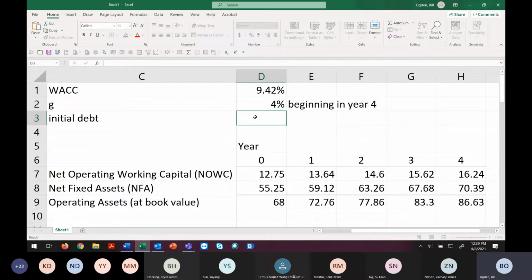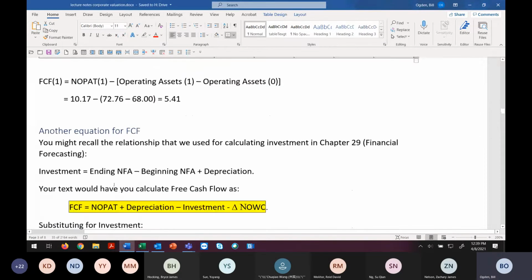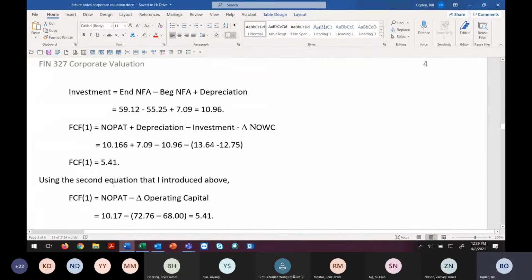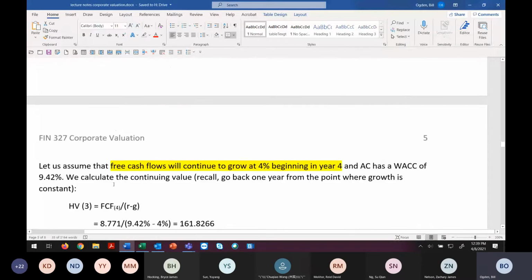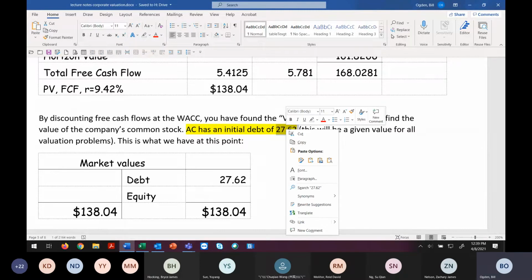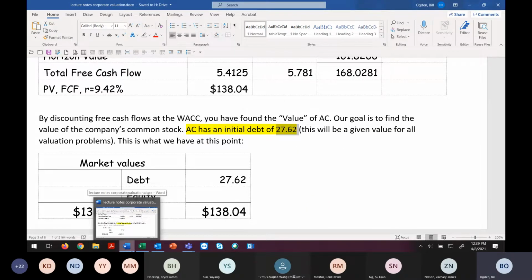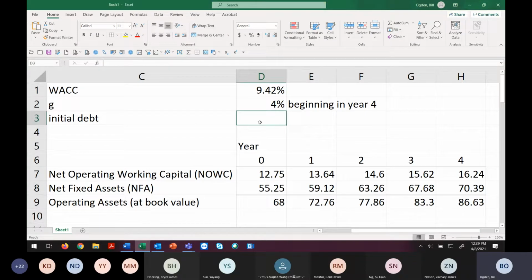All right, the initial debt. Let's get that from the document, a Word document. And I have it outlined in yellow, so I know we can find it. There it is. So the initial debt is $27.62 million. These are all the millions, but what difference does that make? So let's copy this. If you want to type in 2762, it would not hurt. In this particular instance, it won't make a bit of difference. Okay, that's my initial debt.